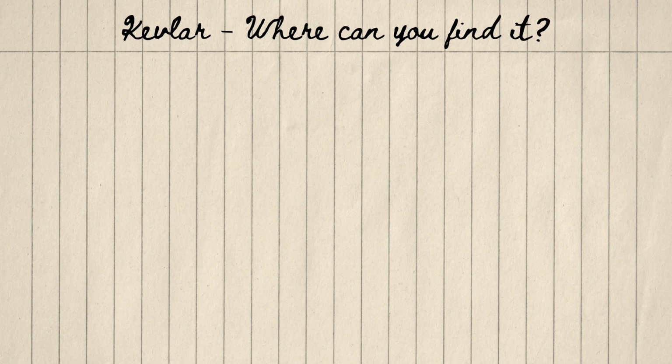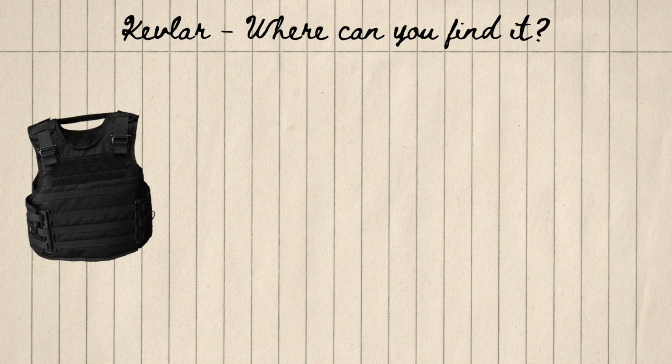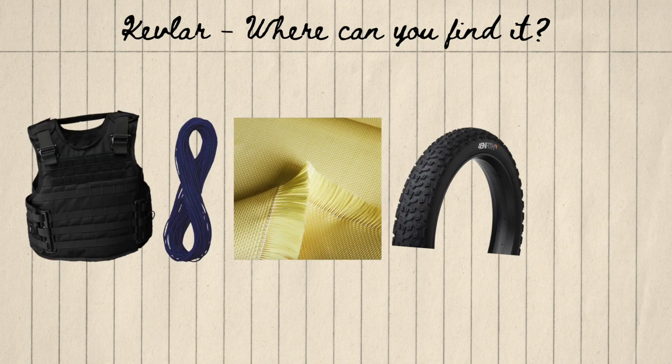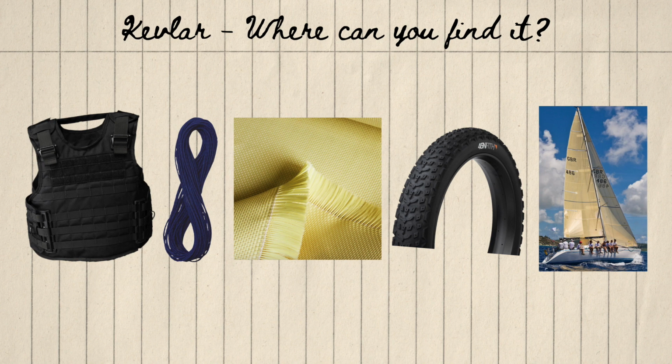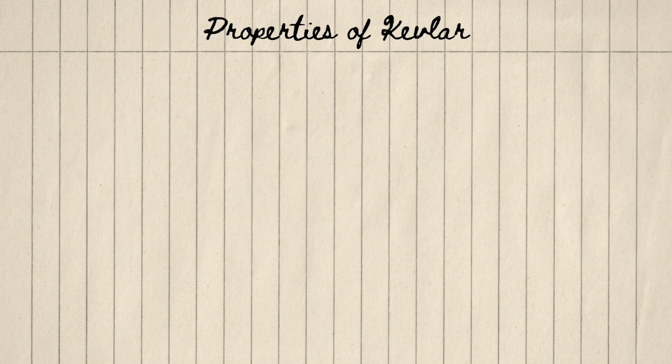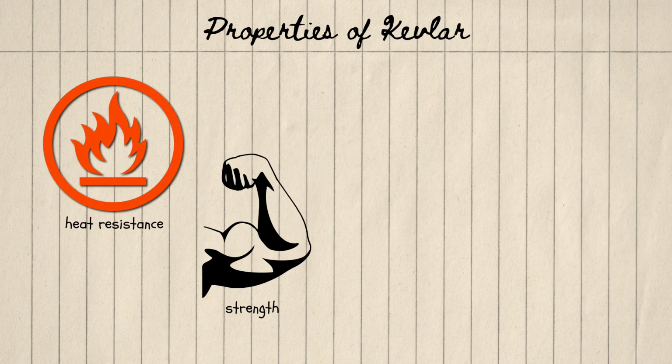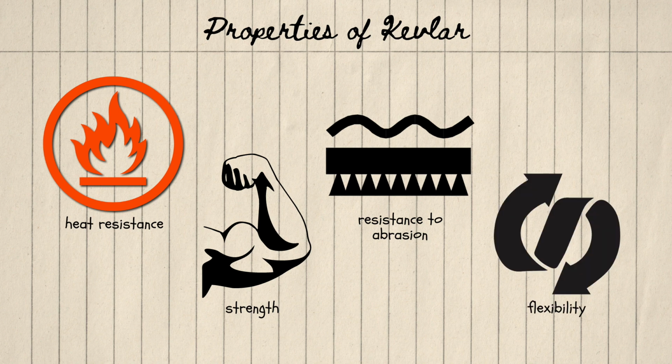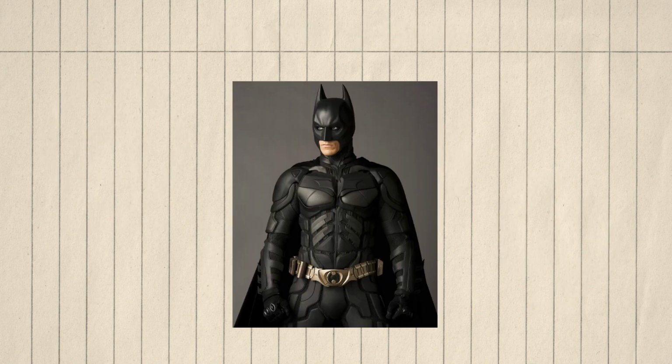Now, Kevlar is often used as bulletproof resistant body armor, ropes or fabric, bicycle tires, and racing sails. Properties that could be found in Kevlar are heat resistance, strength, the resistance to abrasion, and flexibility. Now I see why Batman decided to use this material for a suit.